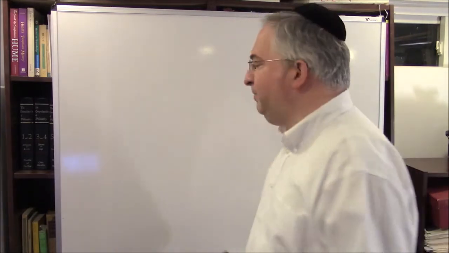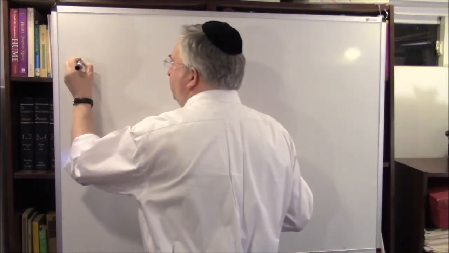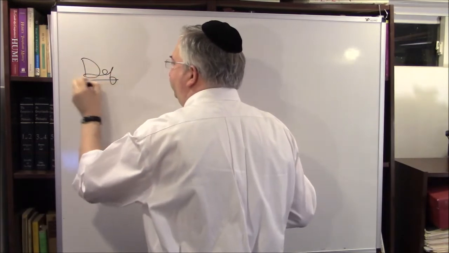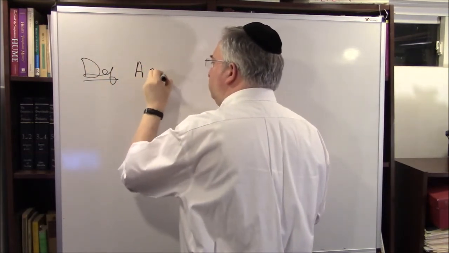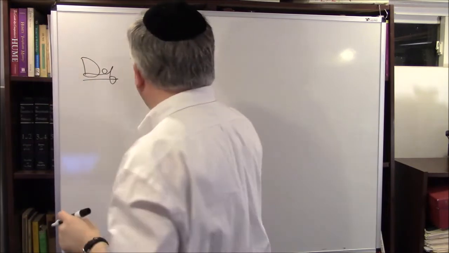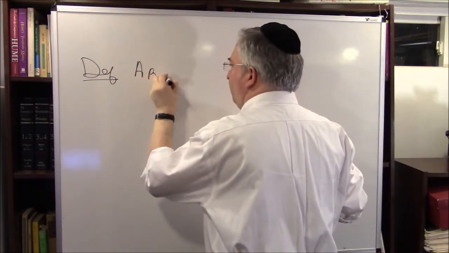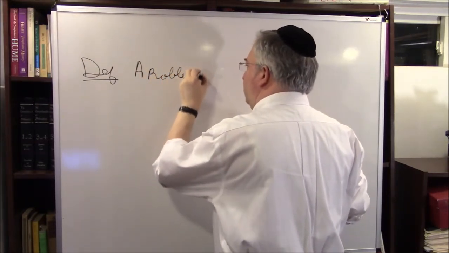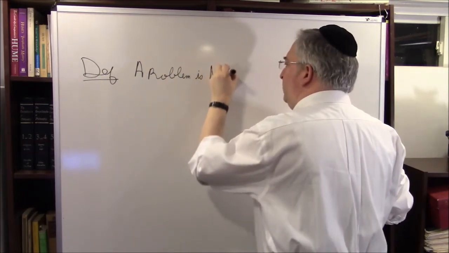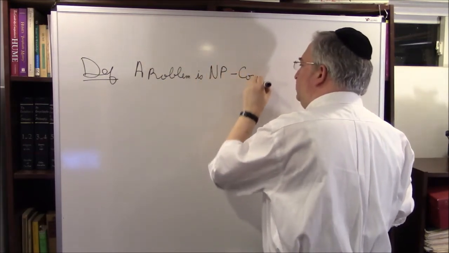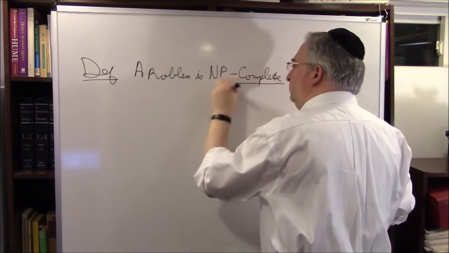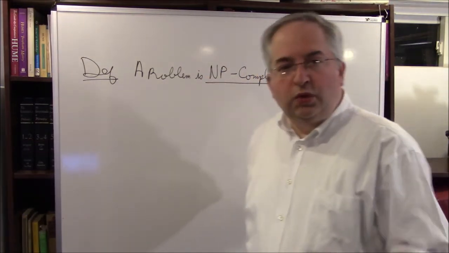Okay, we need a new definition. All 5 of those problems that we dealt with are called NP problems, but I want to say something more. They're actually something else. So let's find a new definition. Definition: a problem is NP complete. Okay, so we know what NP stands for.